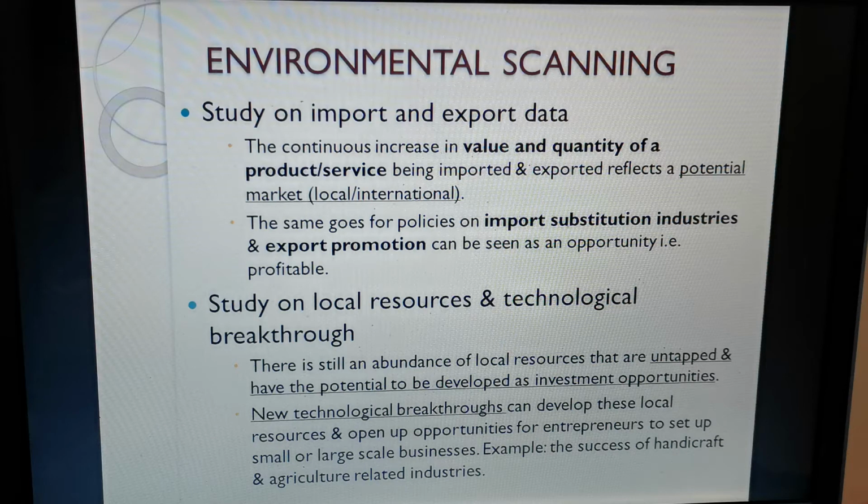The next one is the study of local resources and technological breakthroughs. There is an abundance of local resources which are still untapped, and they may have potential to be developed as investment opportunities. New technologies can also develop these local resources and open up opportunities. An example is the success of handicraft and agriculture related industries.